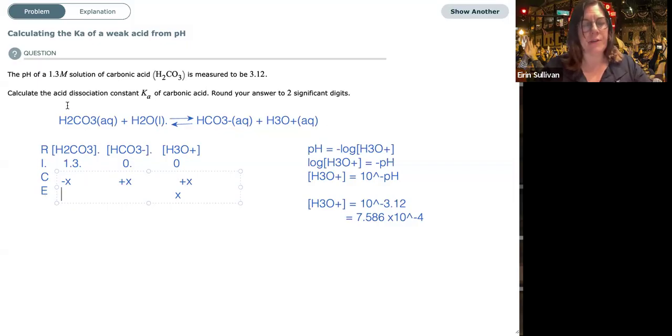And then at equilibrium, you're just going to add down each column. So initial plus change equals equilibrium. So I'd end up with 1.3 minus X for my equilibrium concentration of my weak acid, and I just end up with X for my equilibrium concentration of my bicarbonate ion and my hydronium. But now, because I have the pH, I can actually fill in those values of X. So my concentration of hydronium at equilibrium is 7.586 times 10 to the power of minus 4. Let's try and make that look a bit prettier. There you go. So I can then just plug and chug that everywhere.